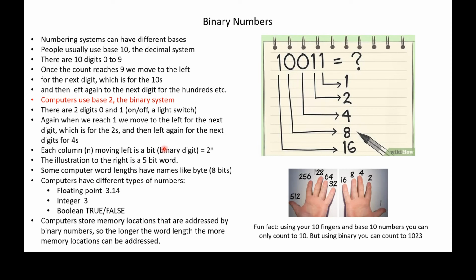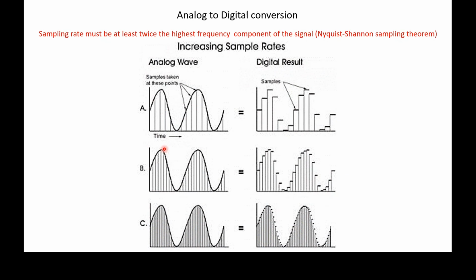And so that's the way that computers work. These days, we're up to 64-bit word lengths in our computers, which can address gigabytes of memory. How do we convert? Analog to digital conversion.